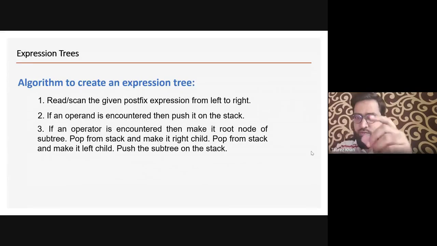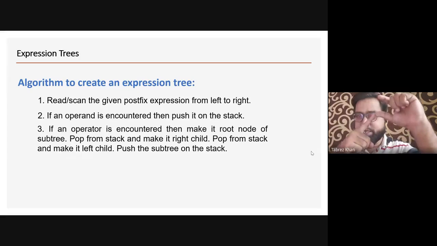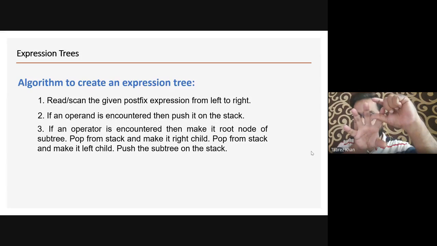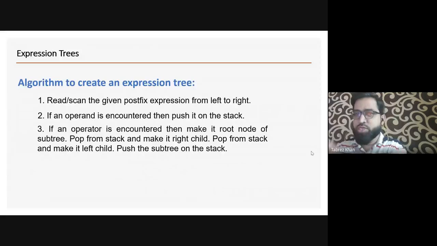I repeat what we need to do when an operator is encountered: make it the root node of a subtree. We are just forming a subtree now. Pop from the stack, and whatever you pop will become the right child of this root node. Again, pop from the stack, and whatever you pop will become the left child of this root node. Now the subtree has been formed. You need to push this subtree onto the stack again. So push the subtree on the stack. I repeat this step. This is simple.